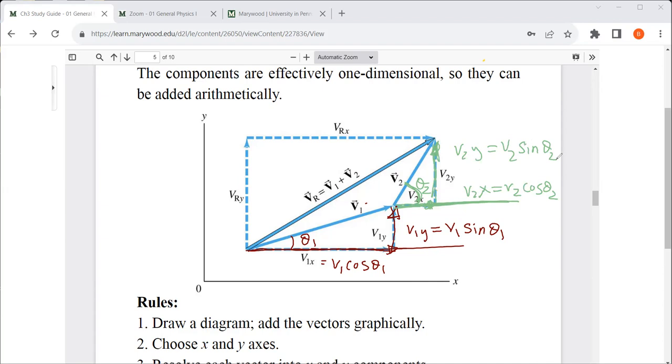So once we have the components for these two vectors, then the rest of the thing is very simple. We are going to follow the rules here I wrote down. Let me erase this because it's already there.